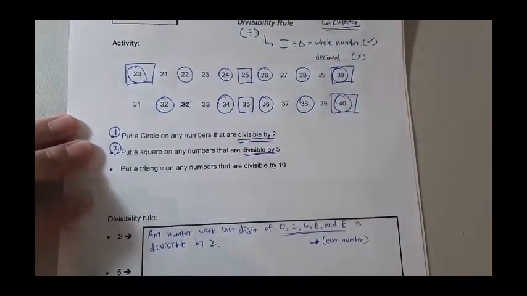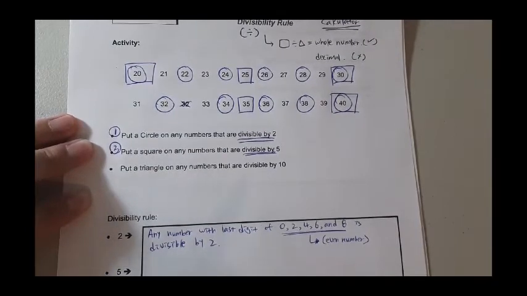The numbers that are divisible are 20, 25, 30, 35, and 40. And now here's our rule situation. How do we know a pattern? How can we predict if some number is divisible by 5?